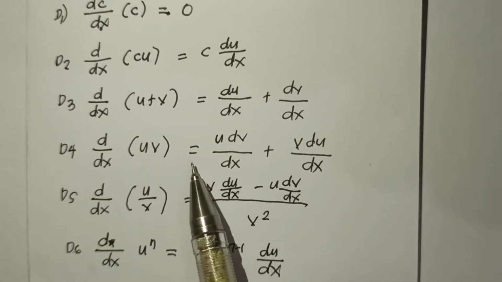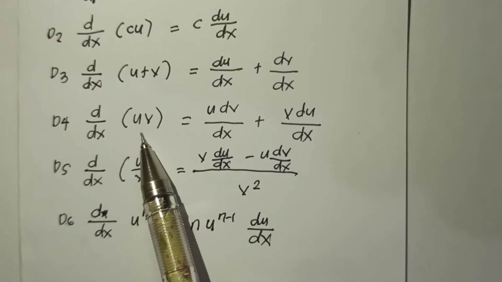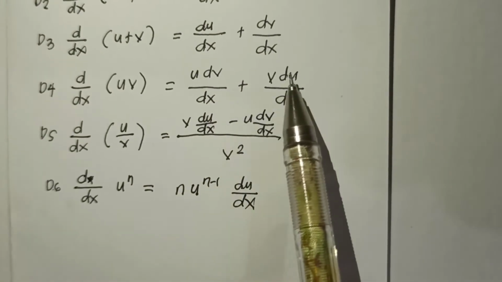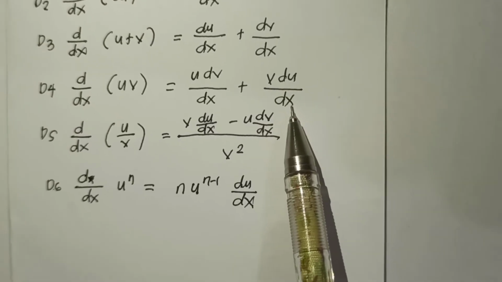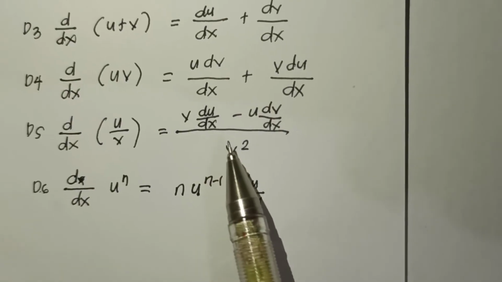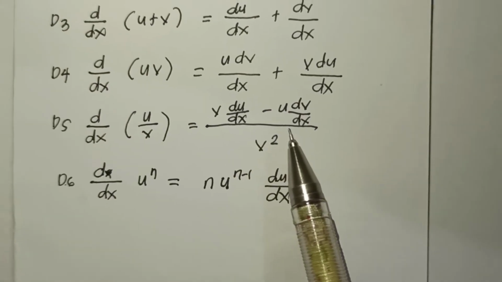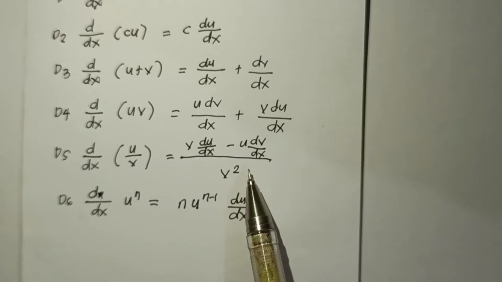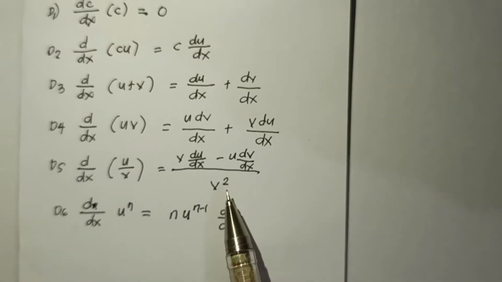And D4, this is a product: u dv over dx plus v du over dx. And D5, very easy for this, because this is v du minus u dv over v squared. So v du minus u dv over v squared. So ganyan po to pag sa ulo.